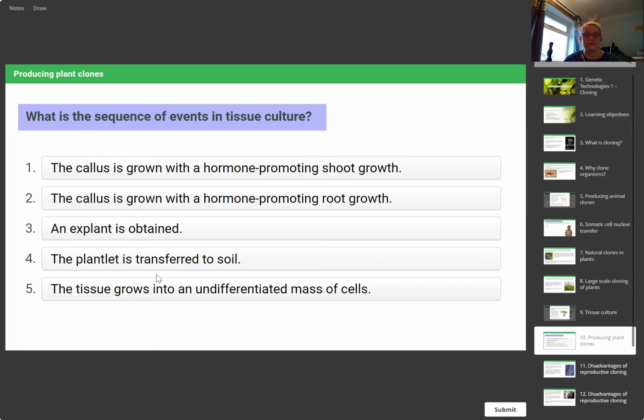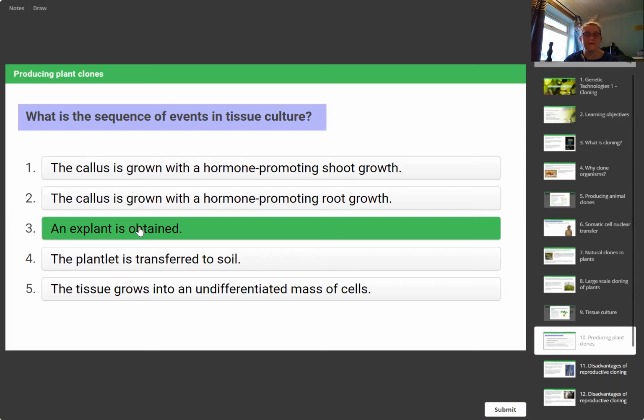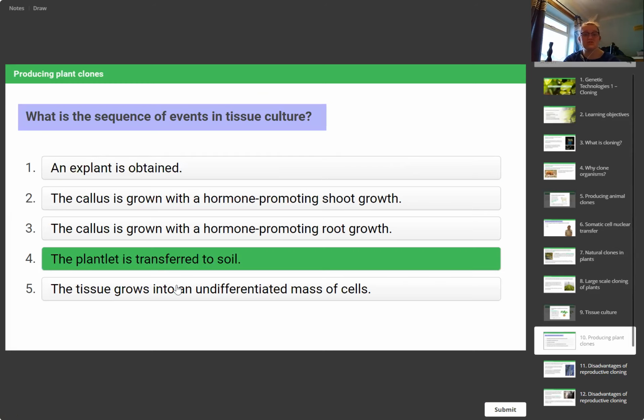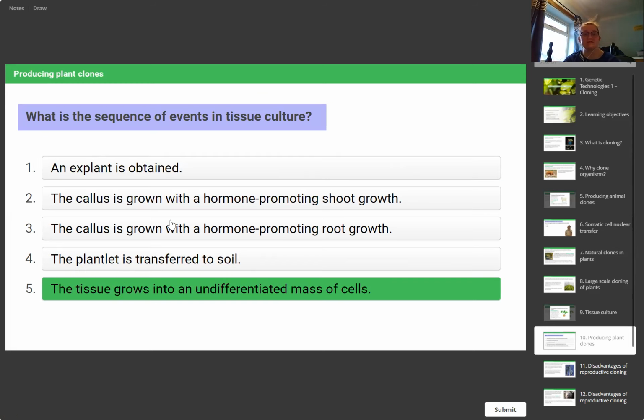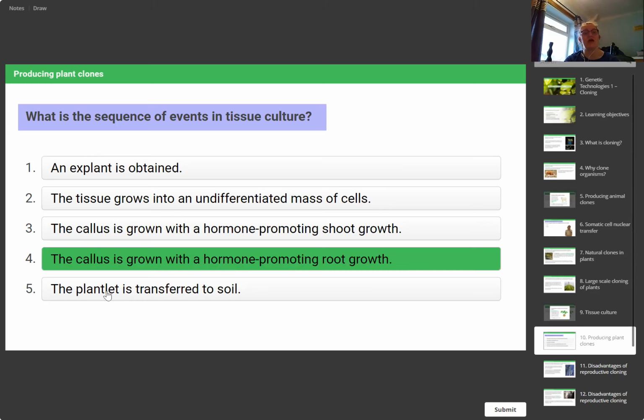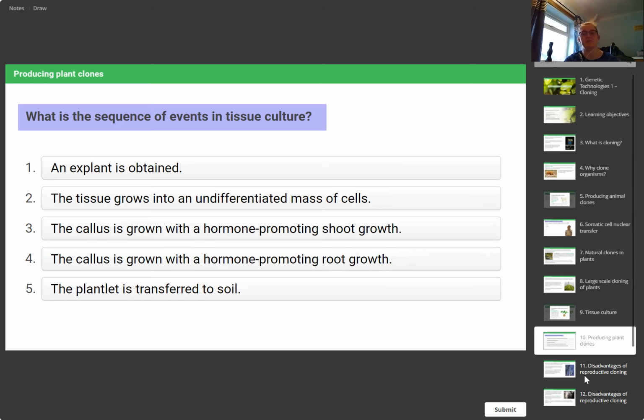So the sequence of events: an explant is obtained. The tissue grows into an undifferentiated mass of cells, which is called a callus. The callus is grown with a hormone promoting shoot growth. The callus is also grown with a hormone promoting root growth. And then the plant is transferred to soil.